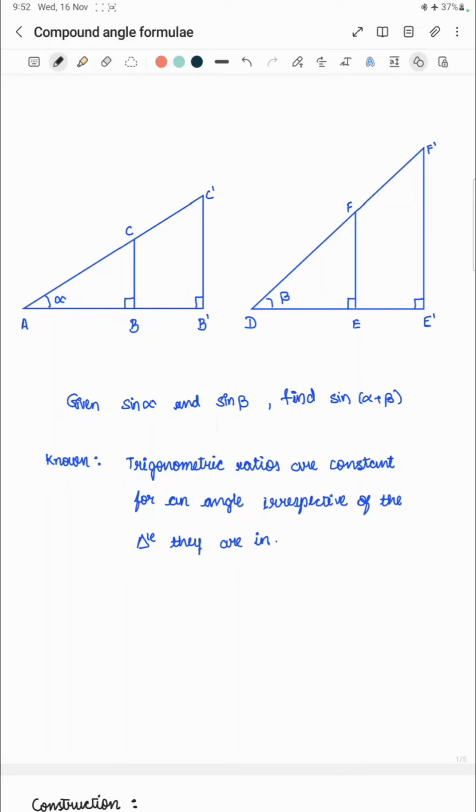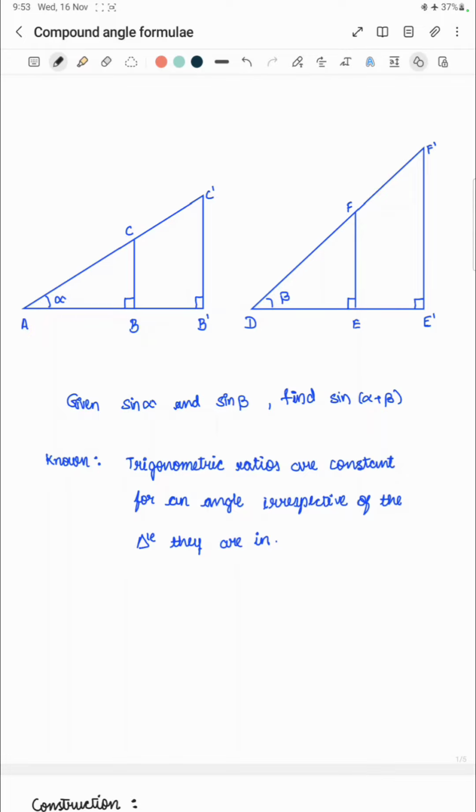Given sine of alpha and sine of beta, find sine of alpha plus beta. Similarly, we'll deal with given cos of alpha and cos of beta, find cos of alpha plus beta. So this is a bit tricky, right? Like, what do we know? We know sine alpha, sine beta, and in the other case, we will know cos alpha, cos beta. And we need to find sine of alpha plus beta, cos of alpha plus beta, right? That's what we need to know.